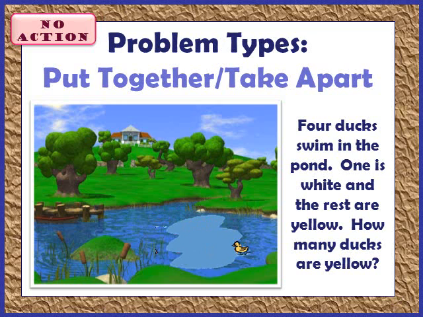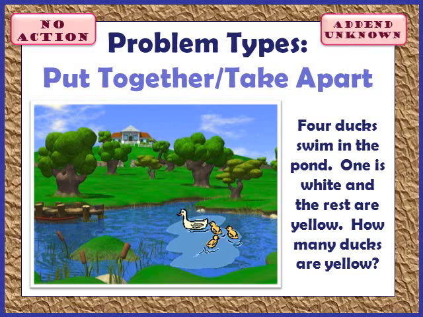Here's another type of put-together, take-apart problem. And this time, the addend is unknown, or one part of the entire set is unknown. Let's look at the problem. 4 ducks swim in the pond. One is white, and the rest are yellow. How many ducks are yellow?